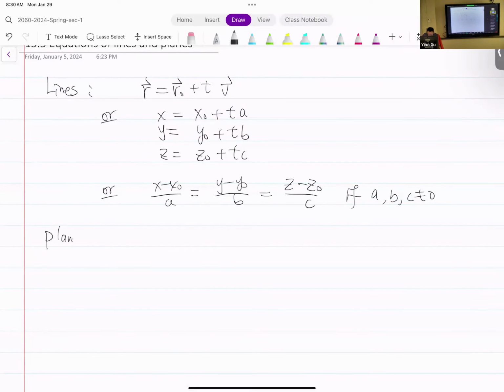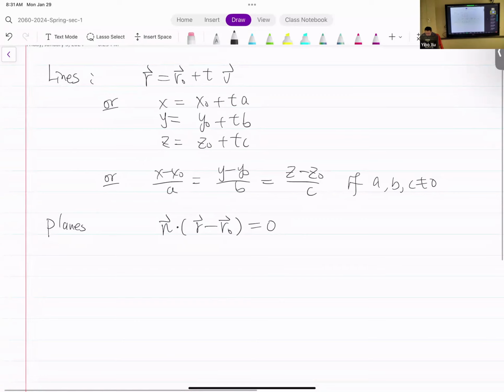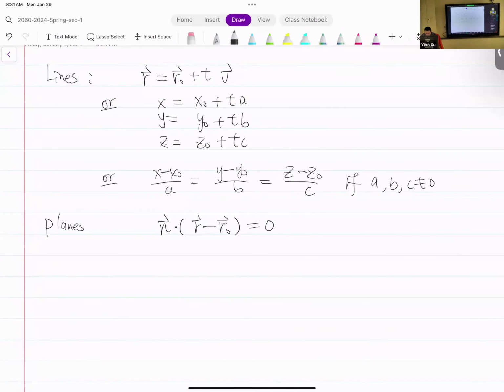And then for the planes, we begin with the vector form first. This is a vector n, which we will know later as the normal vector of the plane, dotted with a vector within the plane, equal to 0 on the right hand side. It just says that n is perpendicular to whatever vector lies within this plane. Once again, r is the vector with components x, y, z, and r0 is whatever point within the plane.